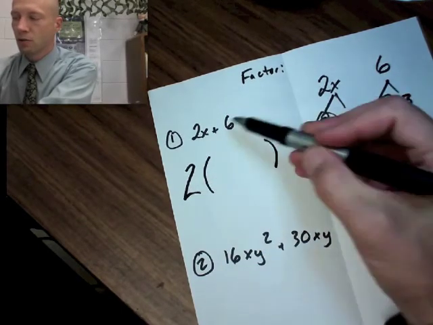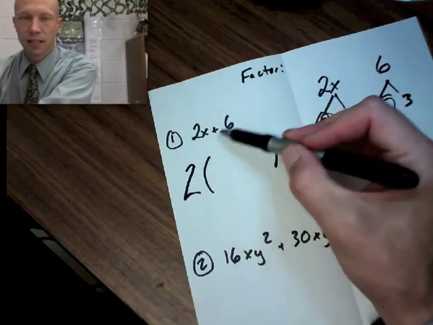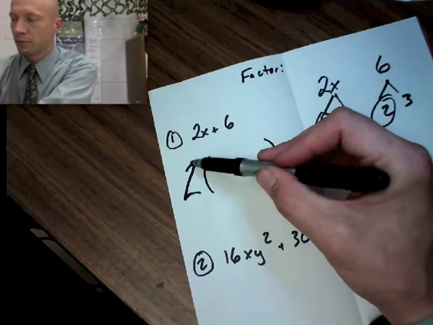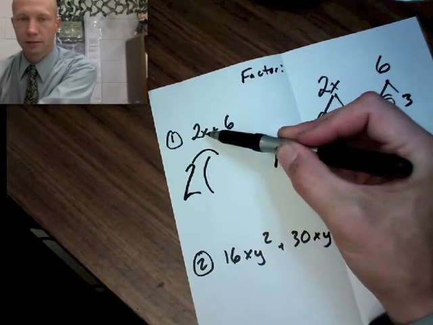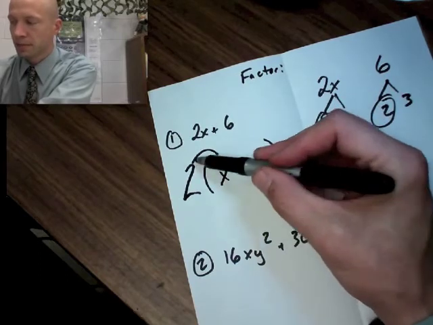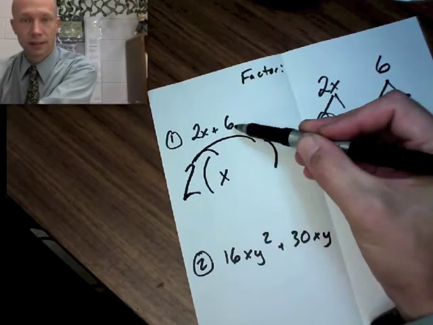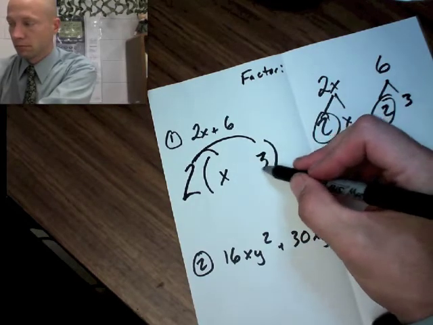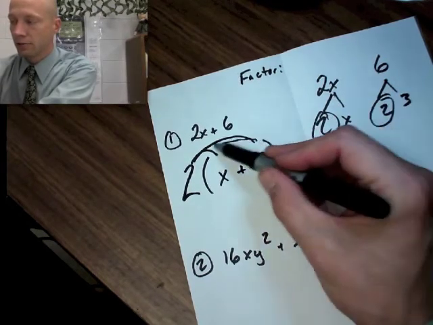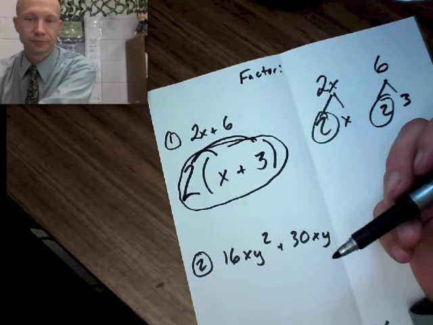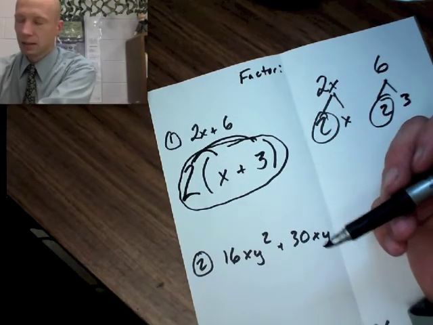And I want to know this thing right here is 2 times something. Well, 2 times what is 2x? I hope you said x. 2 times x is 2x. And 2 times what is 6? I hope you said 3. Okay, so here's our answer. 2x plus 6 is 2 times x plus 3. Okay? Let's try this one.